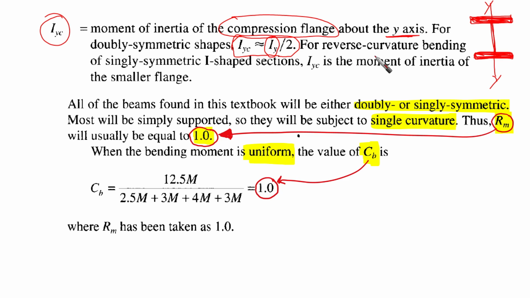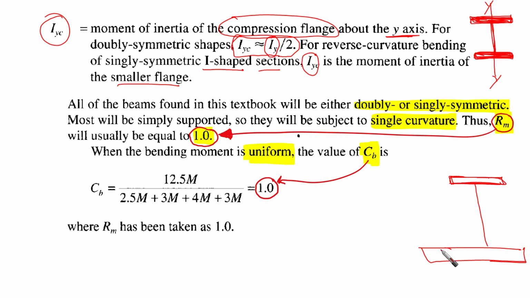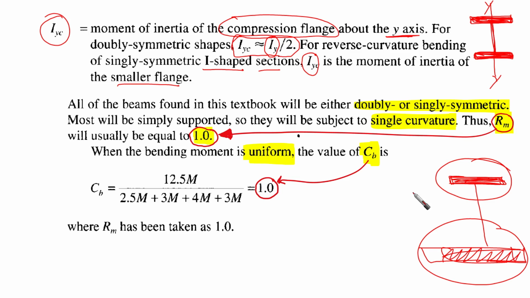For reverse curvature bending of singly symmetric I-shaped sections, IYC is the moment of inertia of the smaller flange. Sometimes we have singly symmetric sections like this, which means that the section has different cross sections for the flanges. In this case we have a small flange and a big flange. Then IYC should be calculated for the smaller flange. All of the beams found in this textbook will be either doubly or singly symmetric.